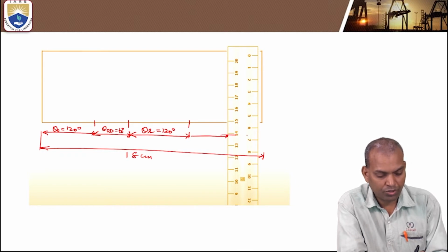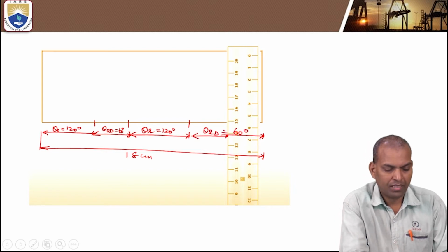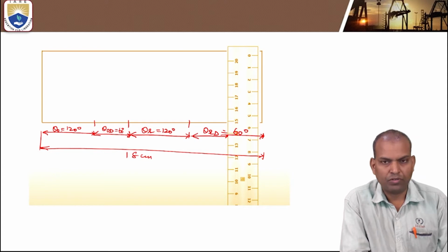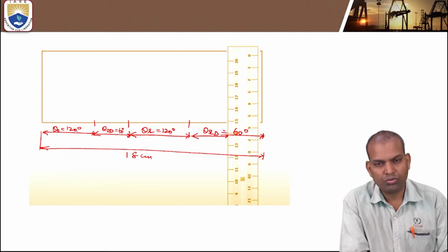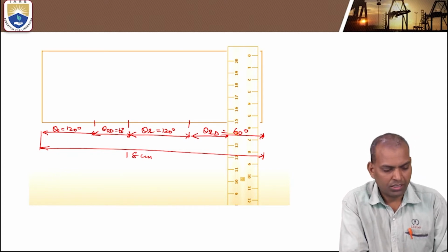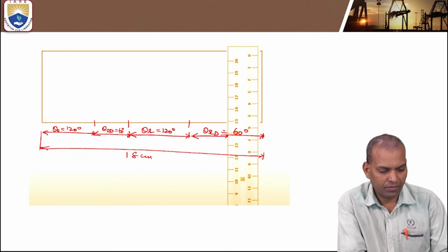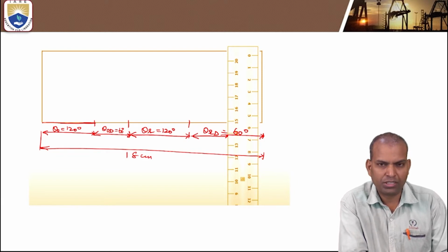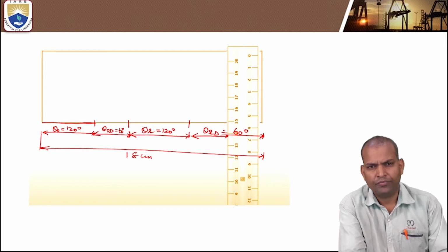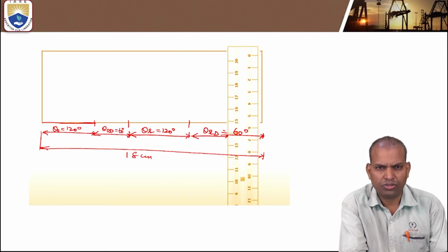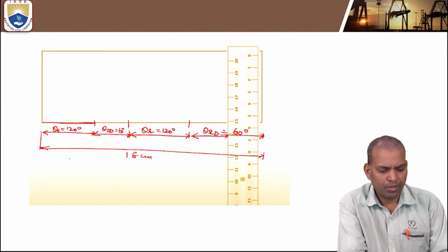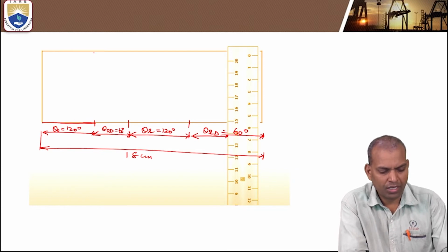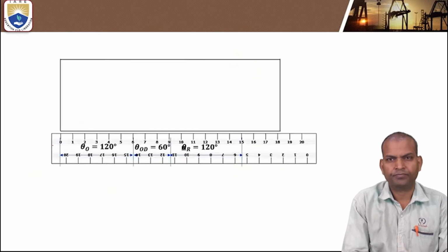Again, the remaining portion up to here, that is theta return dwell, is 60 degree. So divide this 120 degree into equal parts, that is 6 parts. Equal parts, an even number: 4, 6, 8, 12. After dividing into an even number of parts, we have to draw vertical lines.